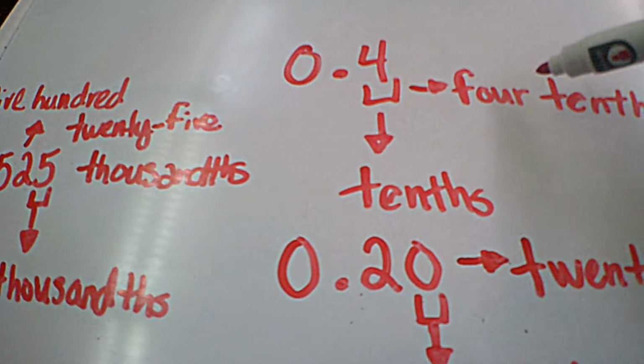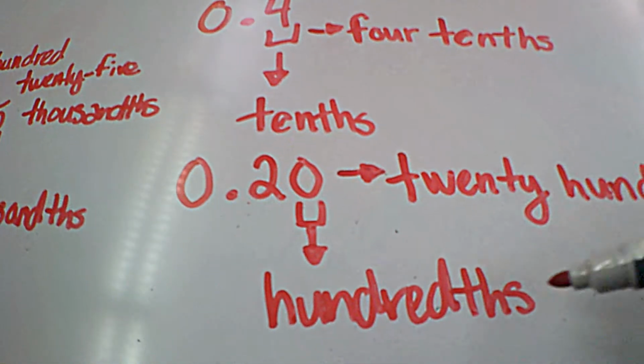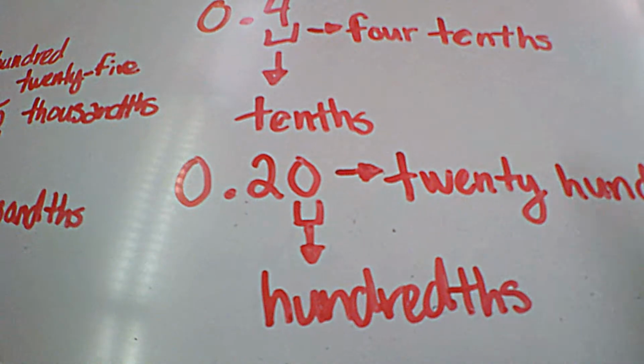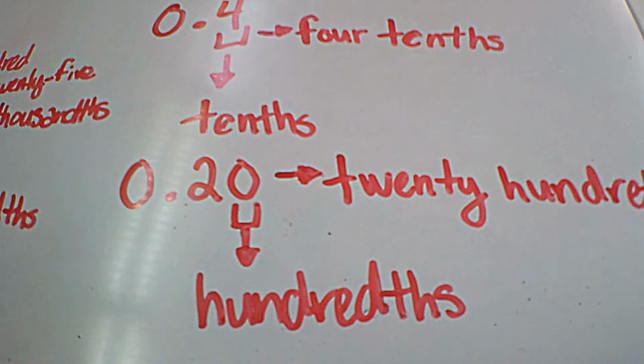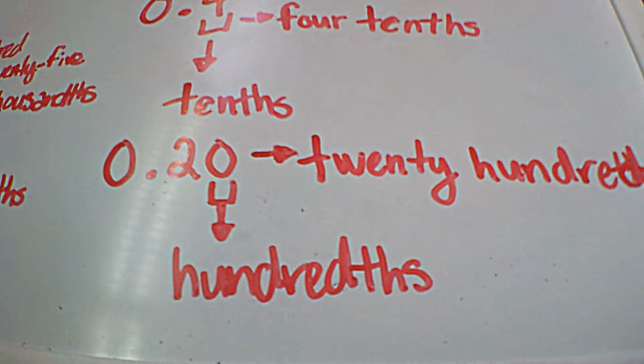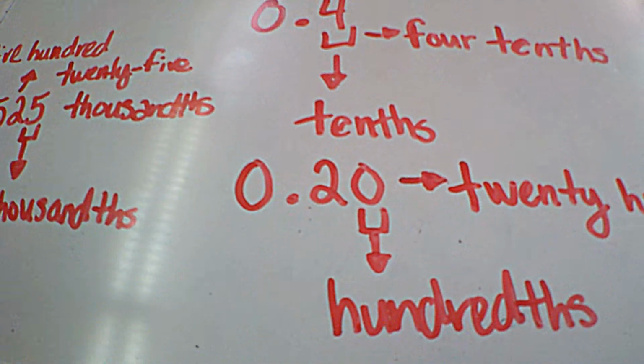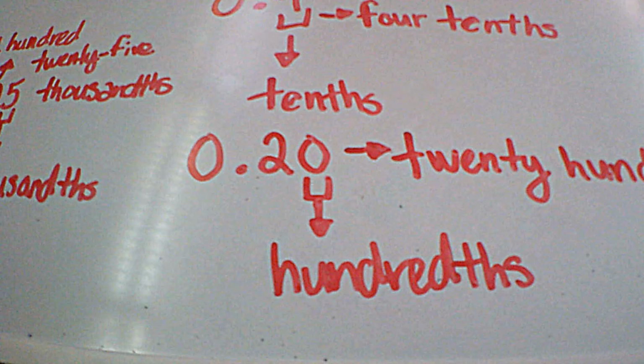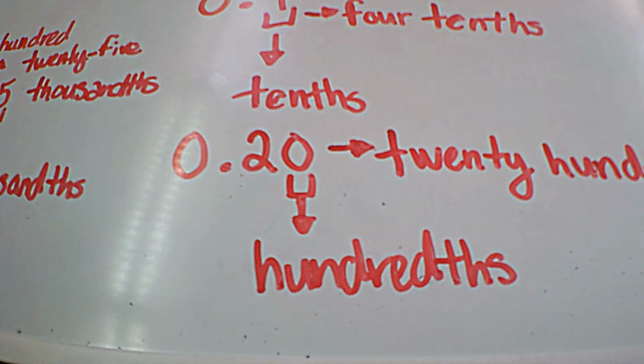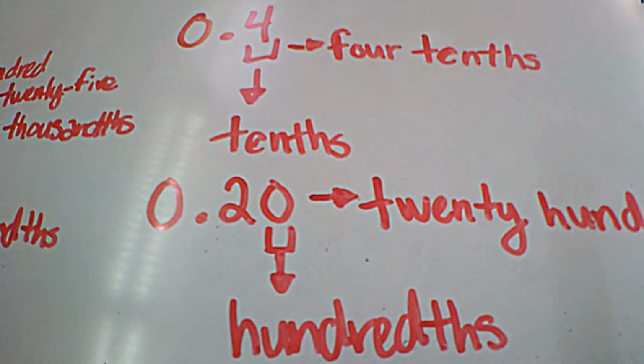This is 4/10, and this decimal over here is pronounced 20 hundredths. So please make sure you go over your decimals and your place values, because that's really important, especially when you're converting decimals to fractions. It's a lot easier converting decimals to fractions by knowing what the place values are.